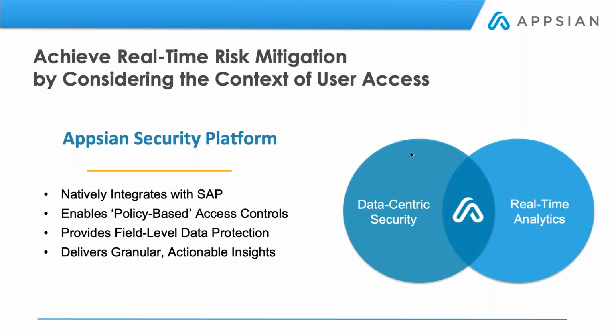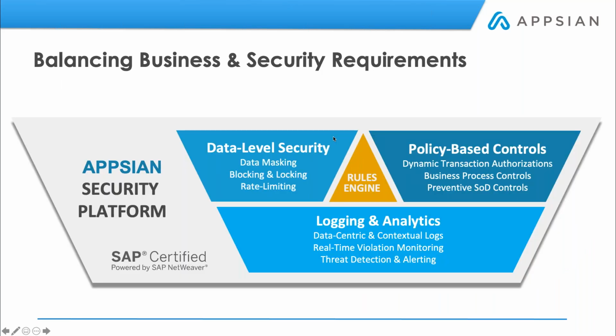So it really gives you the controls to mitigate those risks and extend your security model. It allows you to balance business and security requirements, because what the platform does is take multiple inputs, policy-based controls, data level security. It takes all of those things into the policy rules engine, and then makes decisions based upon that. On the back end, we're going to have logging and analytics. You can see a couple of different bullet points here, but really that's what we're doing.